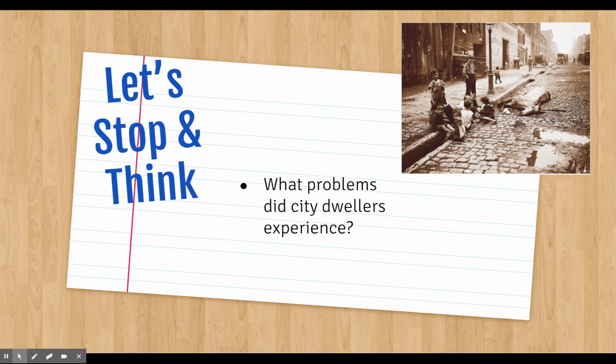And so there was no trash pickup. There were no sewage lines, no running water within buildings. So until you get those things developed, you're going to have a lot of problems. People are also experiencing overcrowding in the cities, high crime rates, so just lots and lots of problems.